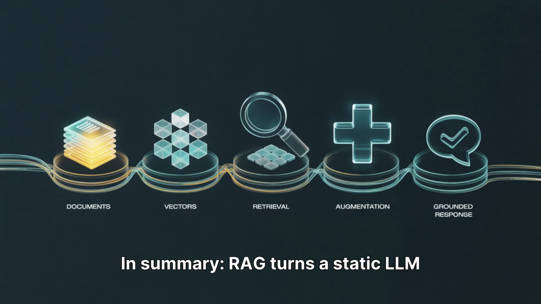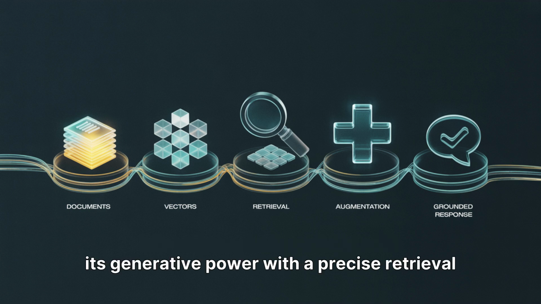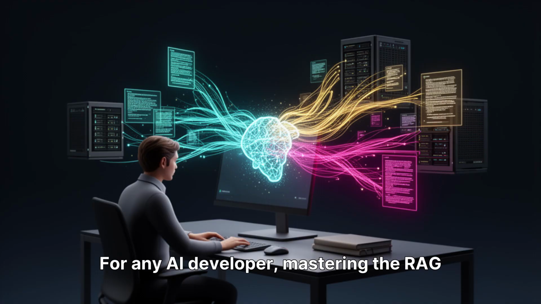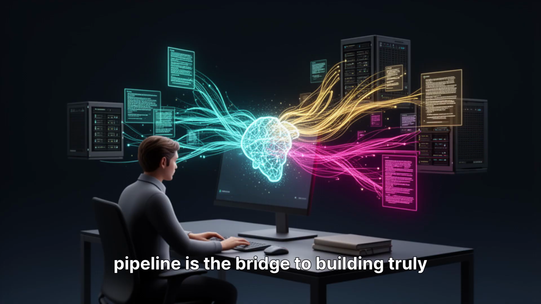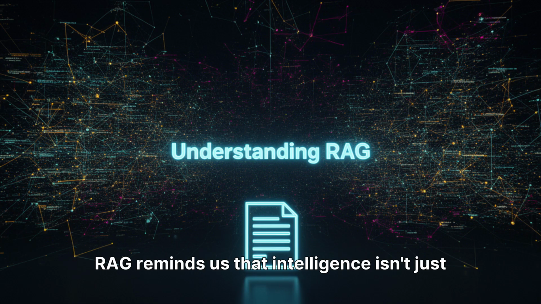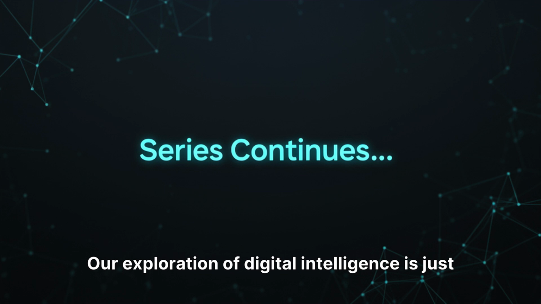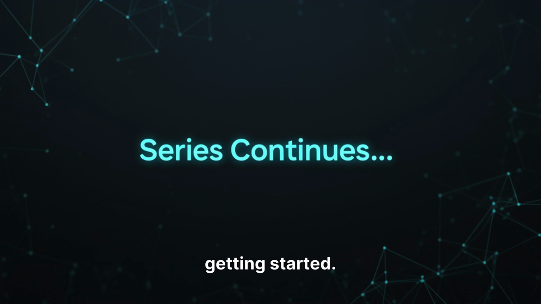In summary, RAG turns a static LLM into a dynamic, knowledgeable expert by augmenting its generative power with a precise retrieval engine. For any AI developer, mastering the RAG pipeline is the bridge to building truly useful, reliable, and production-ready local AI applications. RAG reminds us that intelligence isn't just about what you know, it's about knowing where to find the answers. Our exploration of digital intelligence is just getting started.